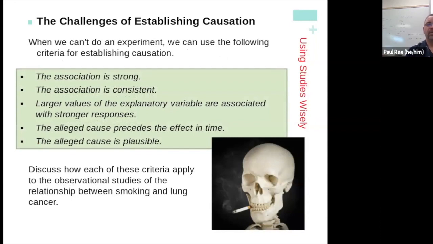So the association is strong for smoking and cancer, but we can't actually say it causes cancer without doing the study. Okay. Well, you would think that, but it turns out that after a while, you are allowed to establish that causation. And here are the factors that allow us to make that cause and effect statement, even though we haven't actually done the experiment.